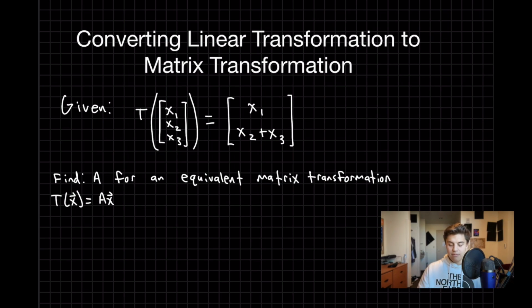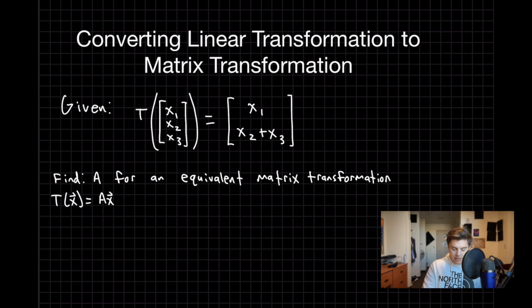In this video, let's talk about linear transformations to matrix transformations. So we're given a transformation T of x is equal to [x1, x2 + x3]. How can we convert that to an equivalent matrix transformation of the form T of x is equal to Ax?